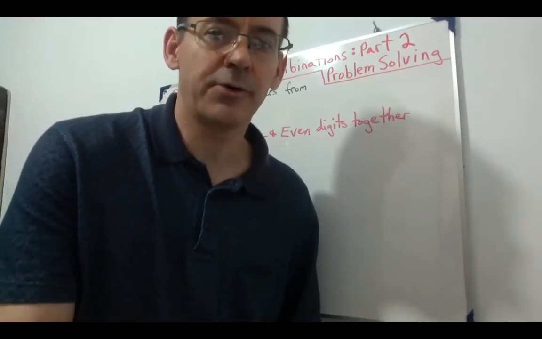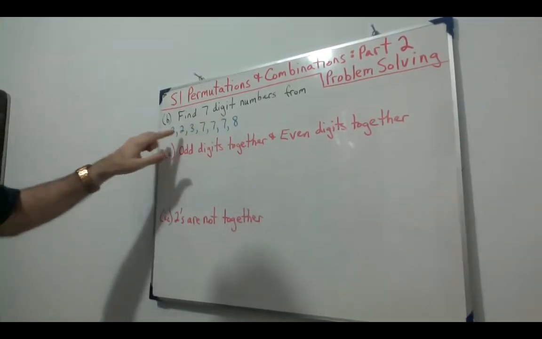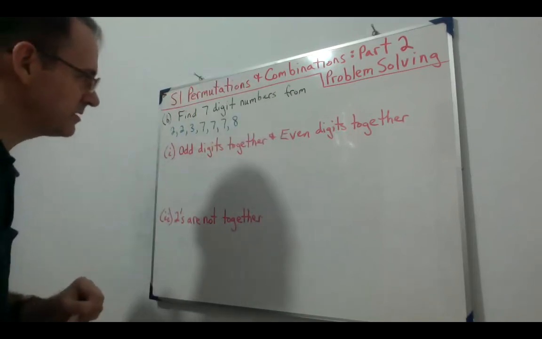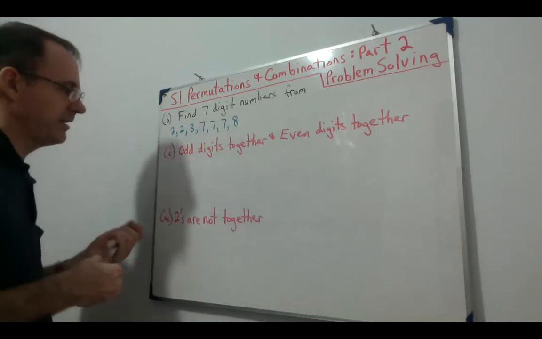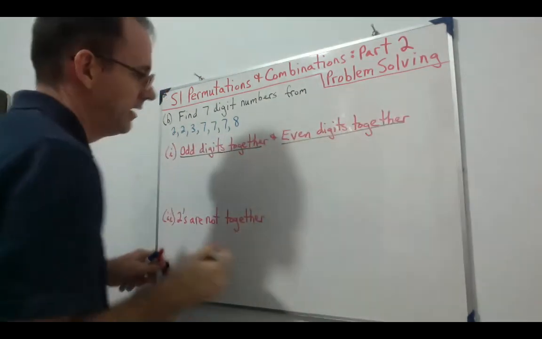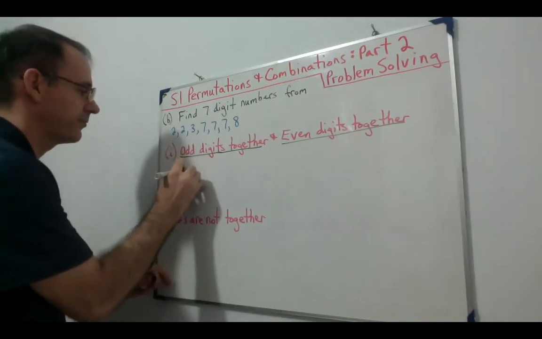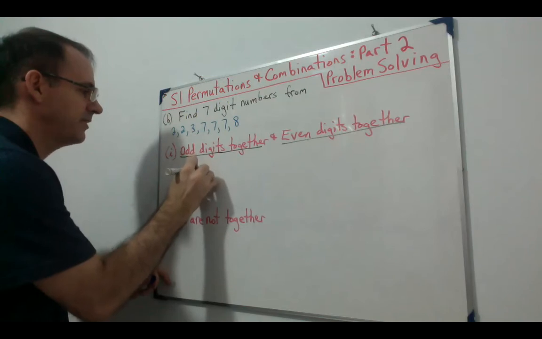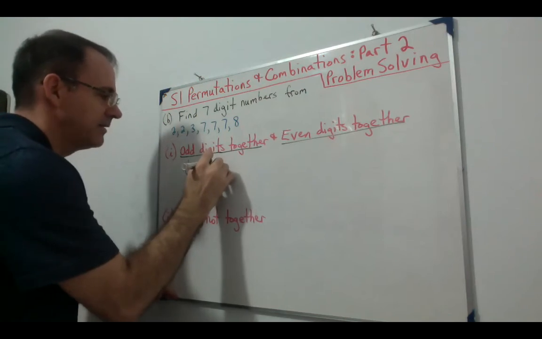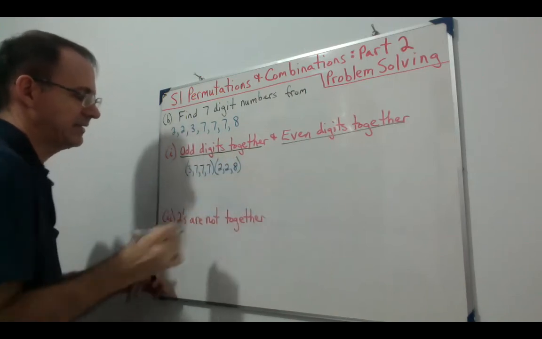So let's come back to our board. And here again, we have our 7 digits, 2, 2, 3, 7, 7, 7, and 8. We want to make 7-digit numbers. For part I, we want the odds to be together, and we want the evens together. So let's start with the odds. The odds are 3, 7, 7, 7. They need to be together, and the evens, 2, 2, 8.